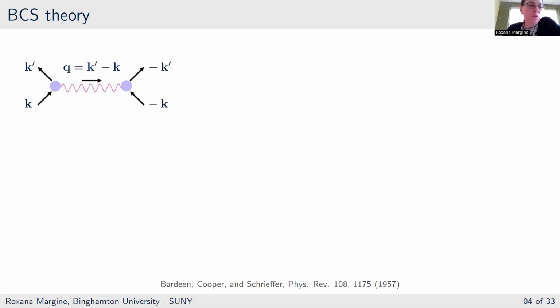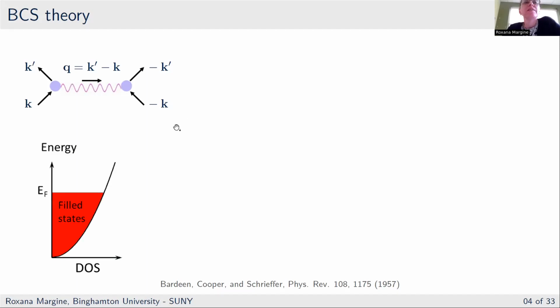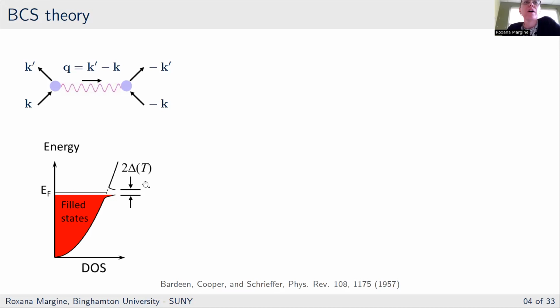Electrons need to be in the vicinity of the Fermi level, which is the highest occupied energy state in a metal at room temperature. So the BCS theory predicts the formation of a gap in the band structure of a normal metal, and this gap is temperature dependent. Now, while electrons are fermions and must obey the Pauli exclusion principle, these paired electrons, which are called Cooper pairs, have boson-like properties, and therefore they can condense on the same energy level.